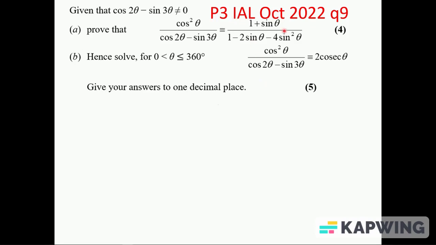Right, with the International A-Level P3, October 2022. Question 9 has trig identities and an equation with a sine 3 theta, which is unusual. I'm going to be using a few identities. This one, of course, because I'm aiming to get it all in terms of sine thetas.